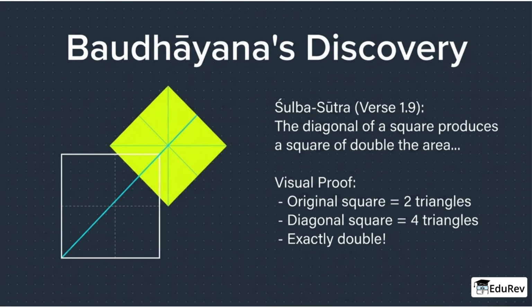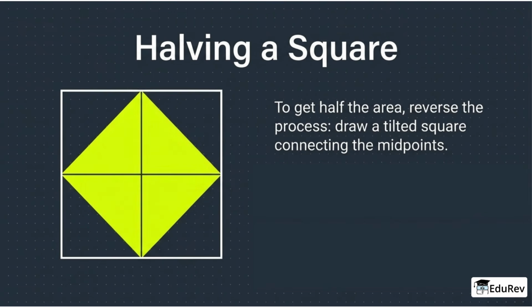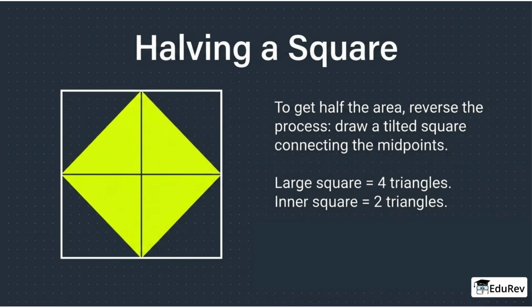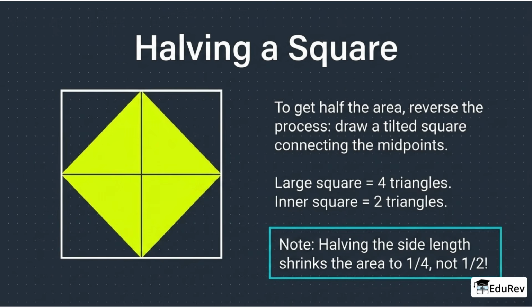It's a perfect double. Now that we know how to double a square's area, what if we wanted to do the exact opposite and halve it? To get half the area, we simply reverse the process we just learned. By drawing a tilted square that perfectly connects the midpoints of the larger square's sides, you shrink the area in half. Notice how the large outer square contains 4 triangles, while the tilted inner square contains only 2. And just like before, remember that simply halving the side length would shrink the overall area to 1/4, not 1/2.